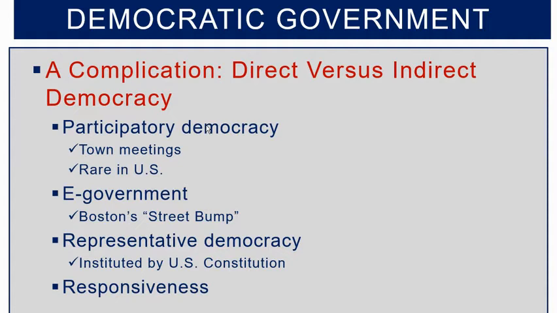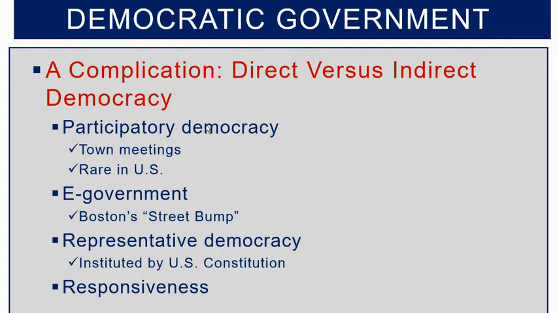An idea that's growing is this idea of e-government or electronic government. In Boston, for instance, they have a street bump thing, which is where you can go online and register opinions and complaints to government officials, and it allows them to be able to address those that way. So you're seeing much more of that, where citizens are able to connect with their government through electronic means, etc.